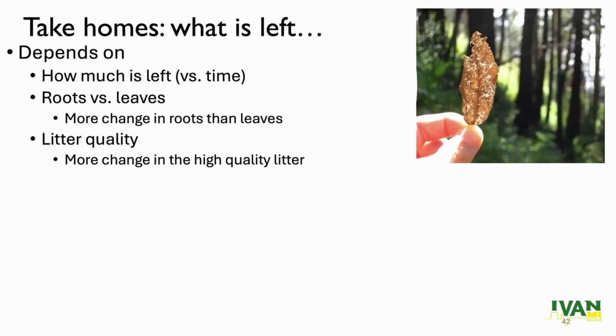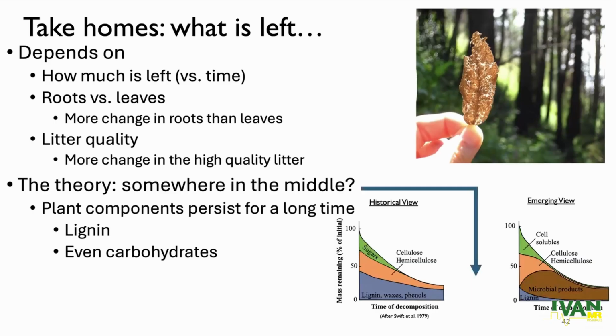So, some take-home messages here: what is left of leaves and roots really depends on how much is left, or how decomposed it is, versus simple time. Whether it's a root or a leaf, right? We saw more change in the carbon components in roots than we did in leaves, but we also saw a bit more change in the high quality litter than in the low quality conifer litters.